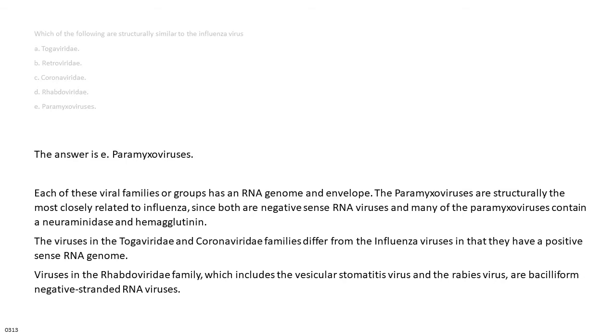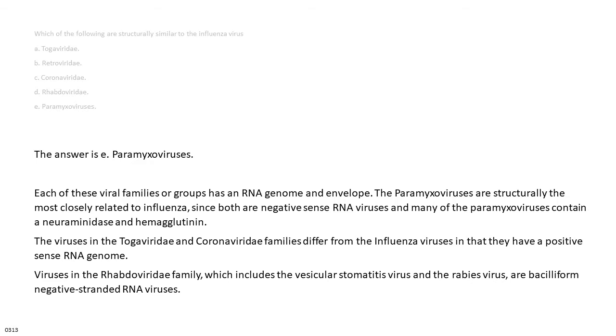The answer is E. Paramyxoviruses. Each of these viral families or groups has an RNA genome and envelope. The paramyxoviruses are structurally the most closely related to influenza, since both are negative-sense RNA viruses and many of the paramyxoviruses contain neuraminidase and hemagglutinin.